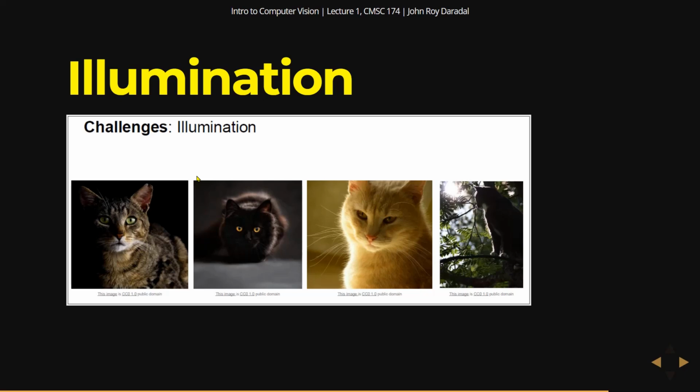So with illumination differences, the pictures of the same object could look entirely different. And as I mentioned, the computer only sees pixel values. So if it sees totally different pixel values, it might assume that, hey, this is a different object altogether, when in fact it's the same object all along.